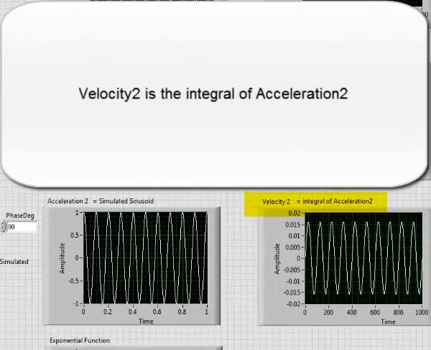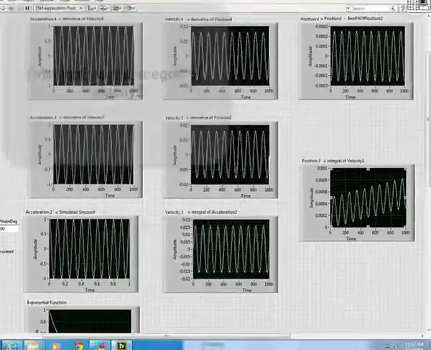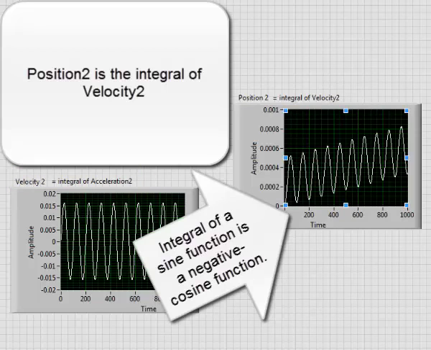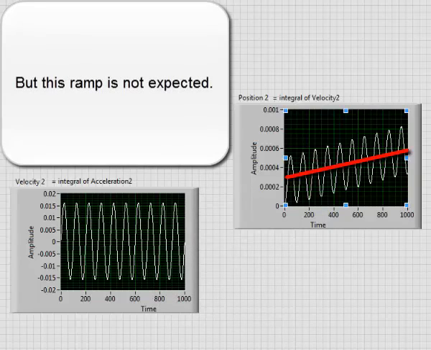Velocity 2 is the integral of acceleration 2. Integral of cosine function is a sine function. Position 2 is the integral of velocity 2. Integral of sine function is a negative cosine function, but the ramp is not expected.